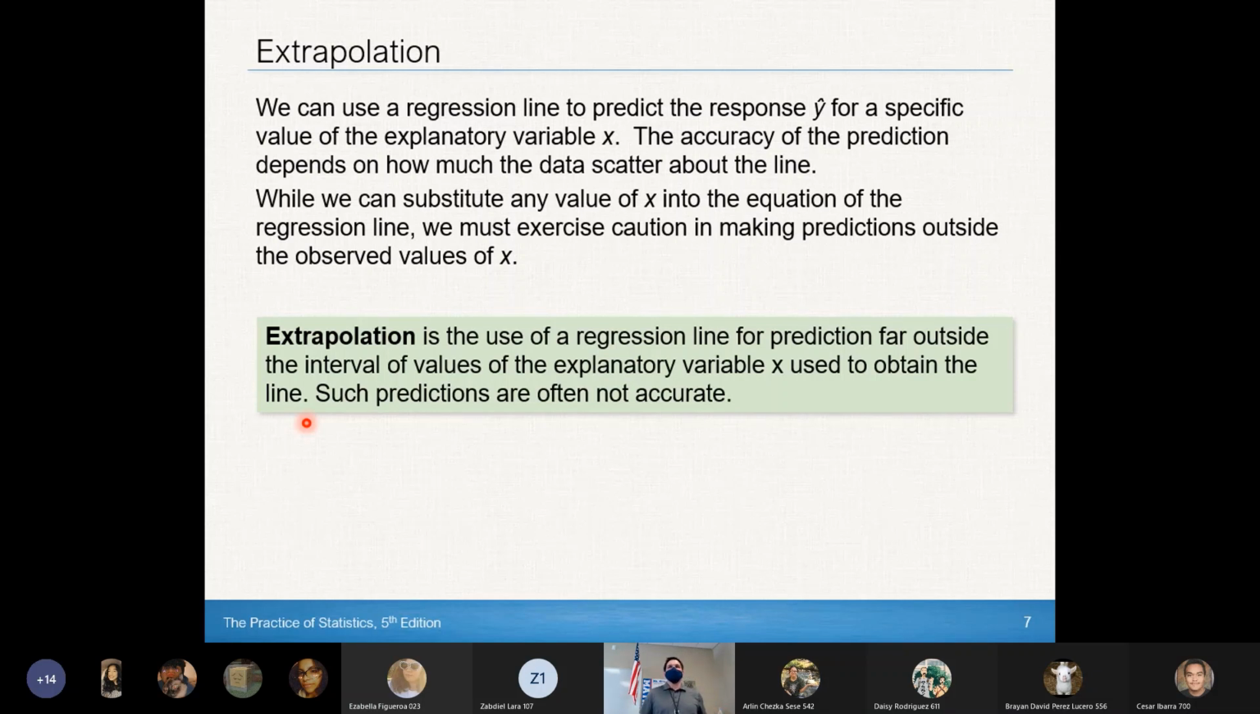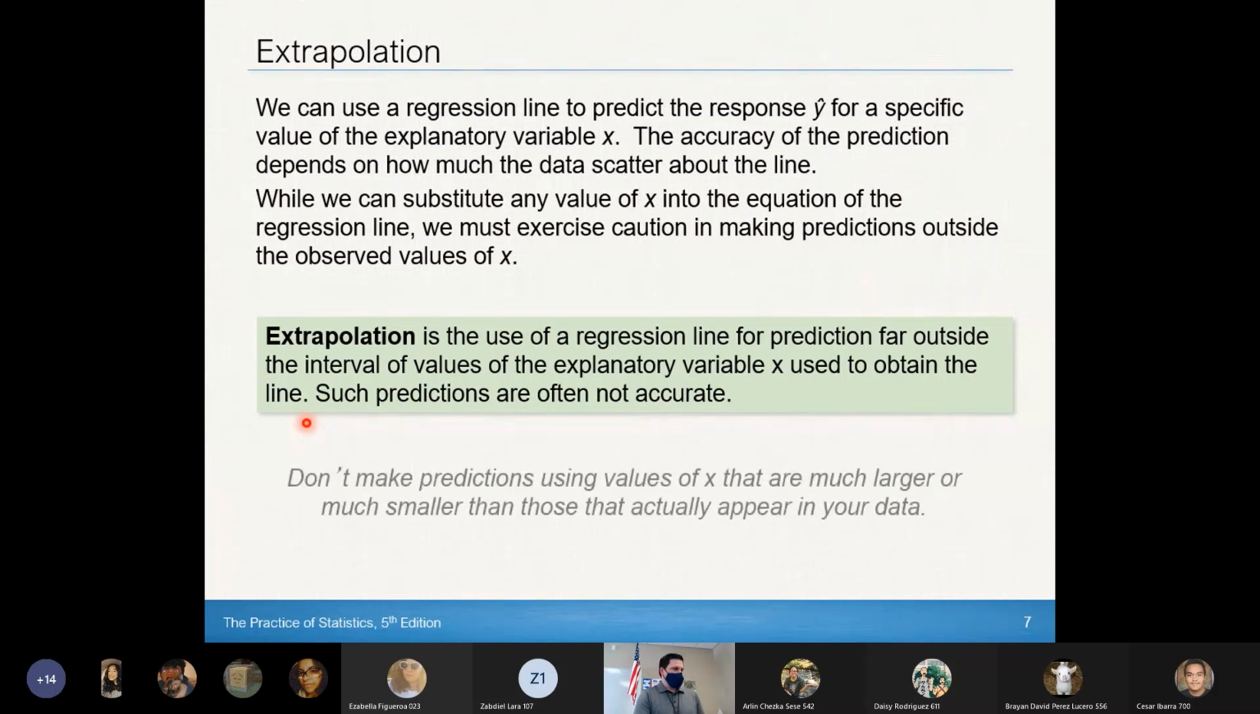Extrapolation is the use of a regression line to predict far outside the interval of values of the explanatory variable x used to obtain the line. Such predictions are often not accurate. Don't make predictions using values of x that are much larger or much smaller than those that actually appear in your data.